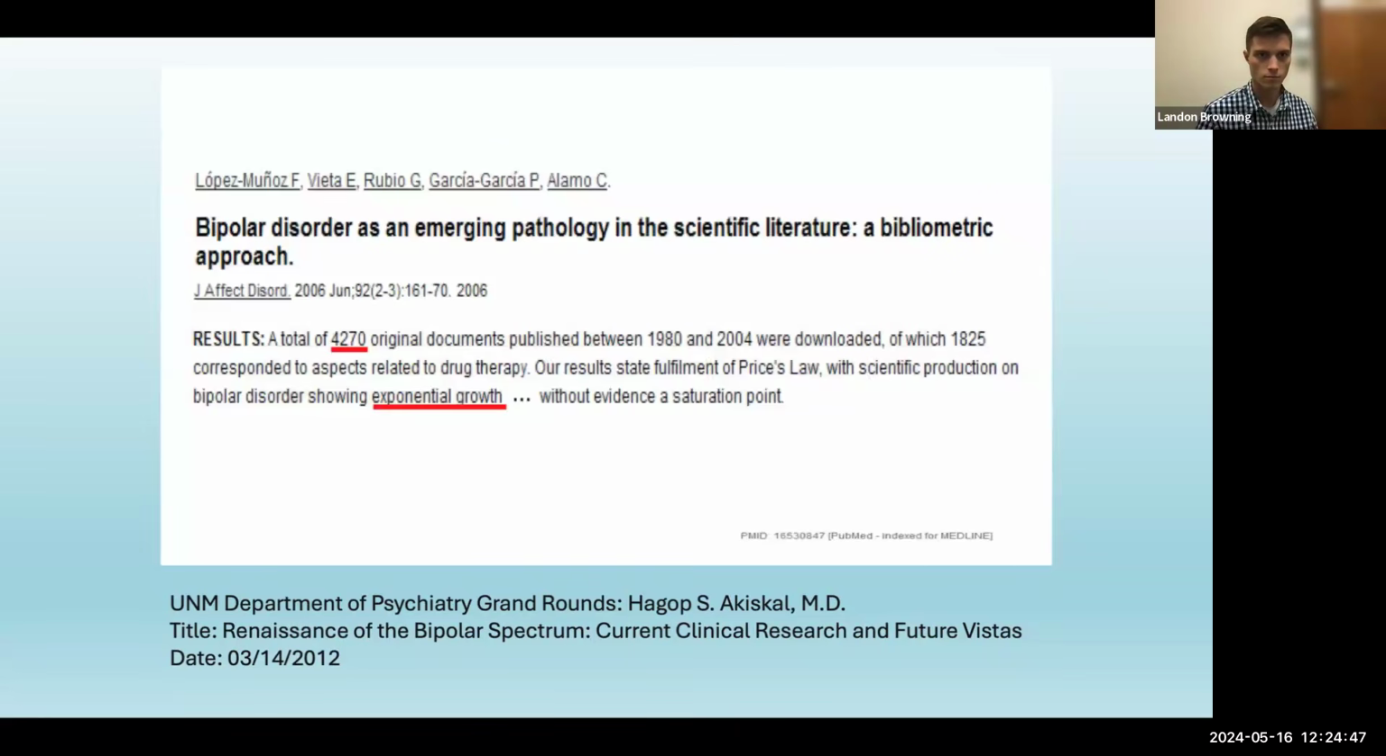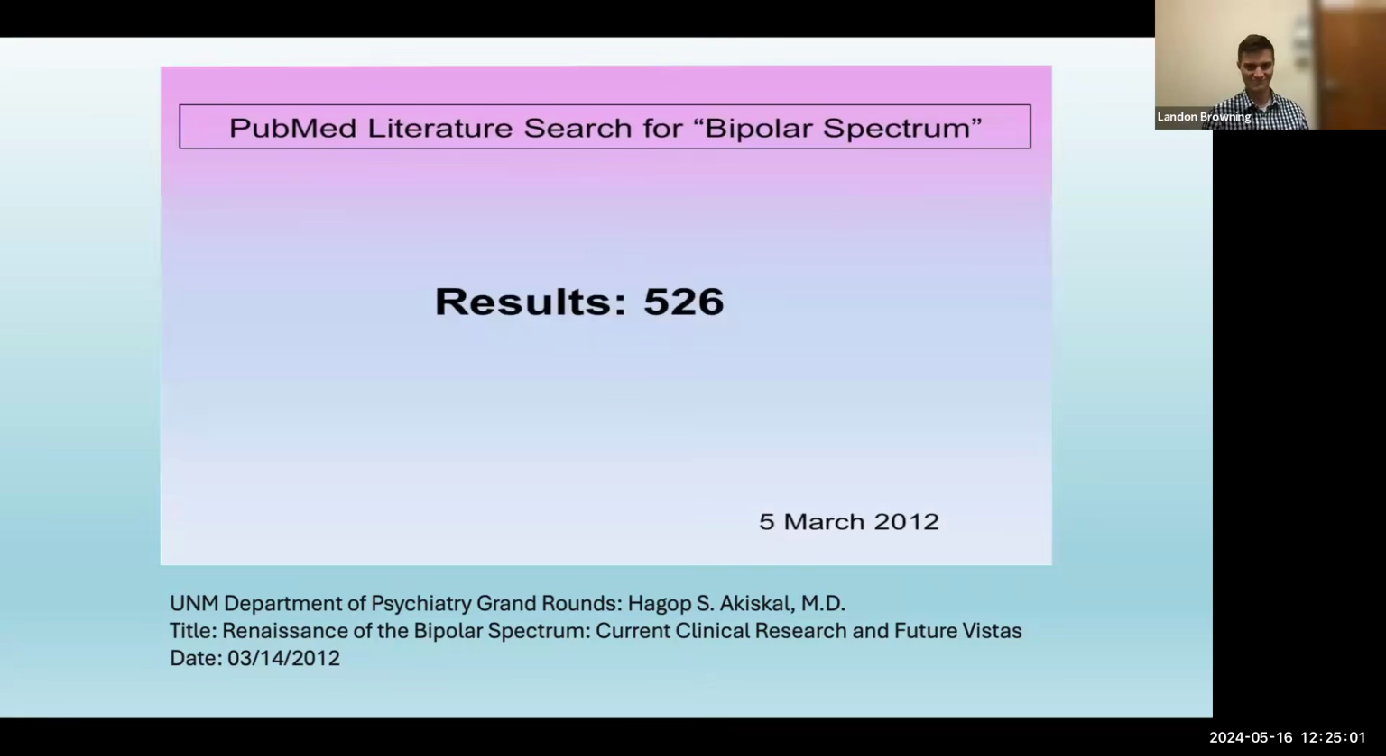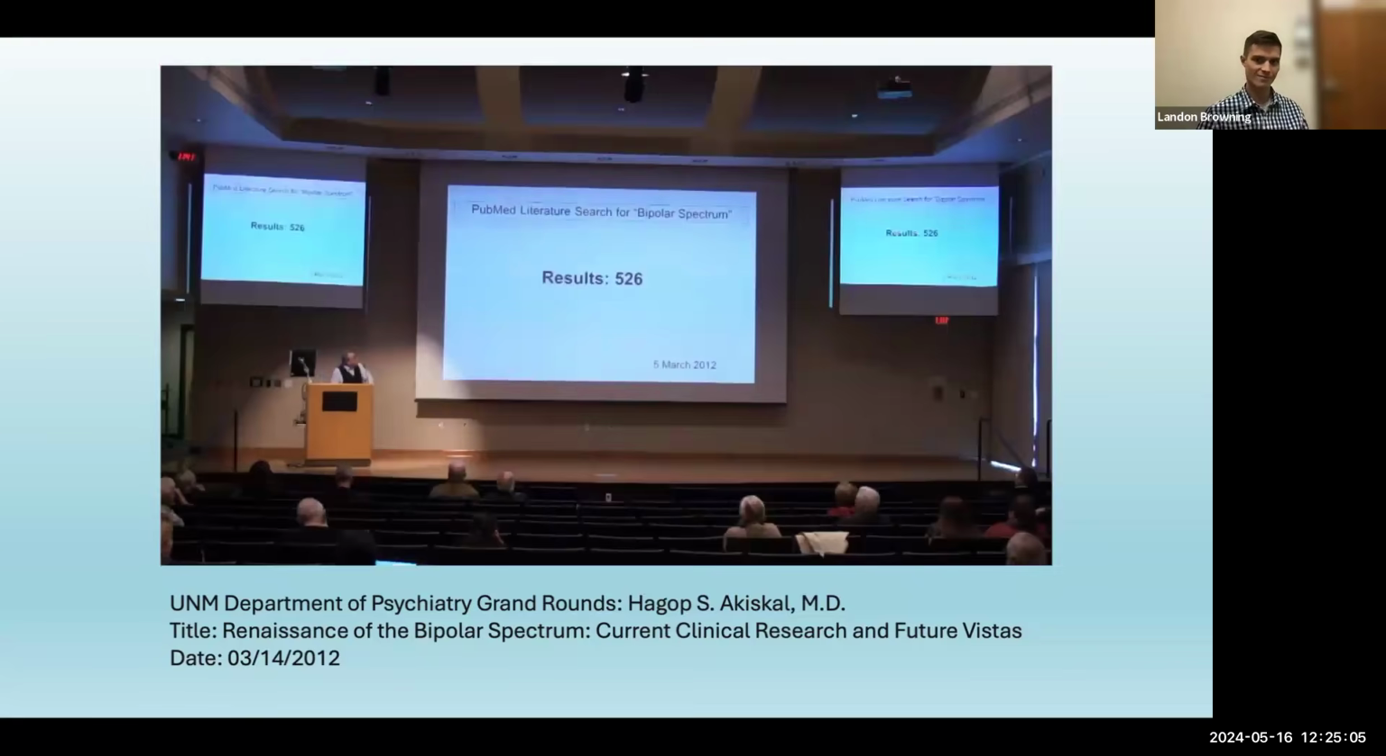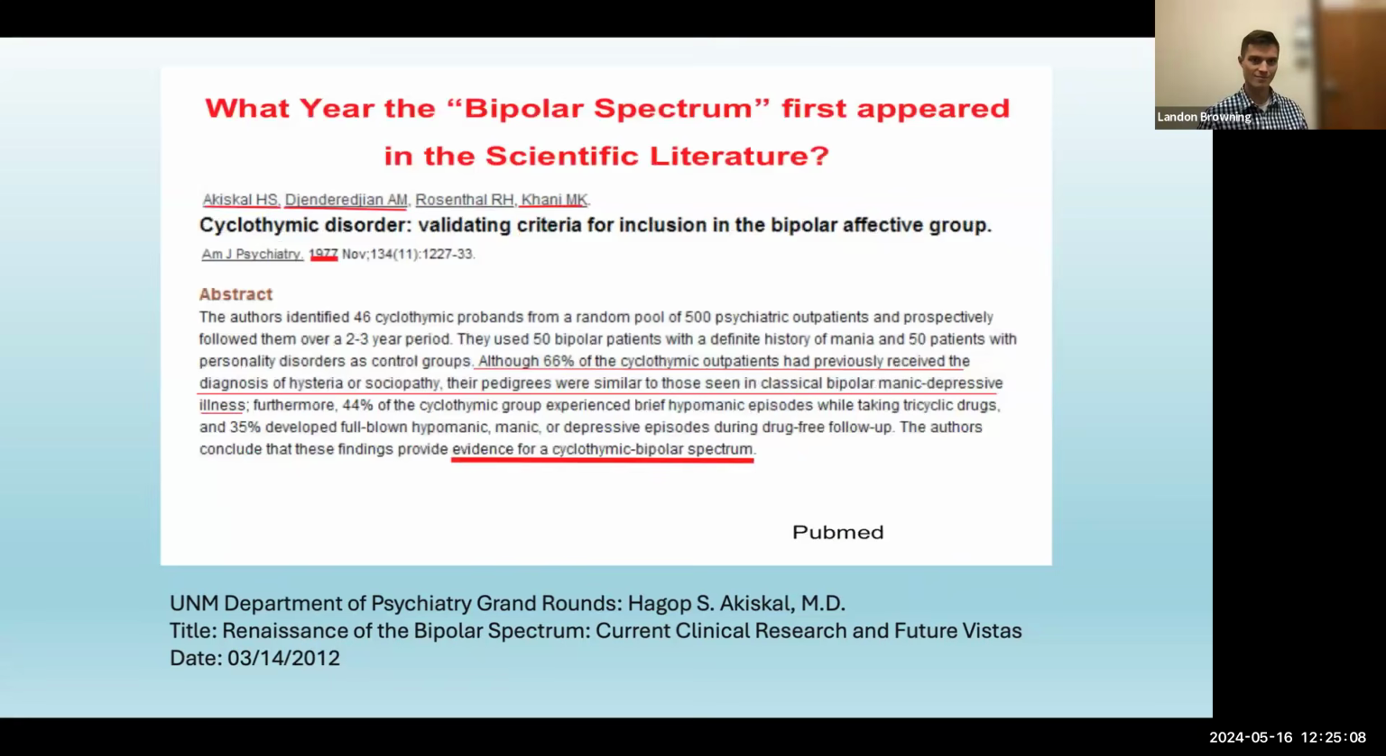Now, there has been a virtual revolution in the bipolar field. They say it's an exponential growth in the literature, that many publications. As far as the history of the bipolar spectrum, there are 526 publications in PubMed. And that is since we started this idea of a spectrum. Actually, it's the first paper I published in a refereed journal in the United States.